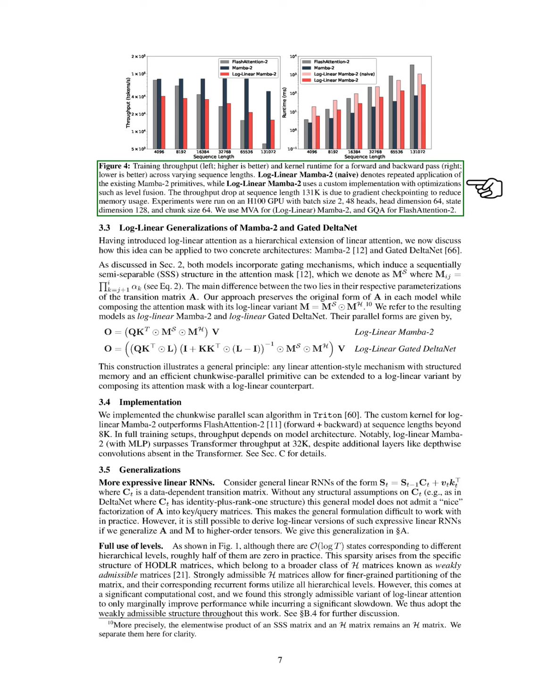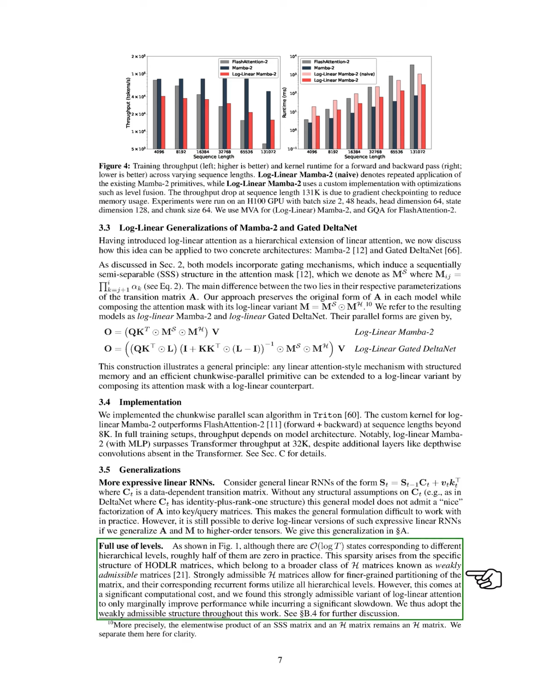For implementation, we developed a chunkwise parallel scan algorithm in Triton. Our custom kernel for log linear Mamba 2 outperforms FlashAttention-2 for sequence lengths over 8,000. The throughput during full training varies by model architecture. Notably, log linear Mamba 2, which includes MLP layers, exceeds transformer throughput at 32,000, even with additional layers like depthwise convolutions that the transformer lacks. We provide further details in the relevant section.